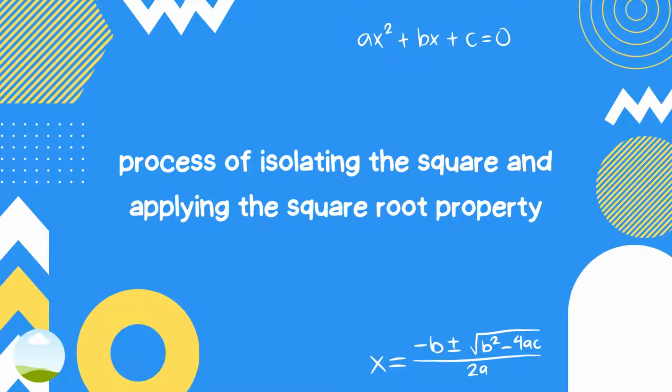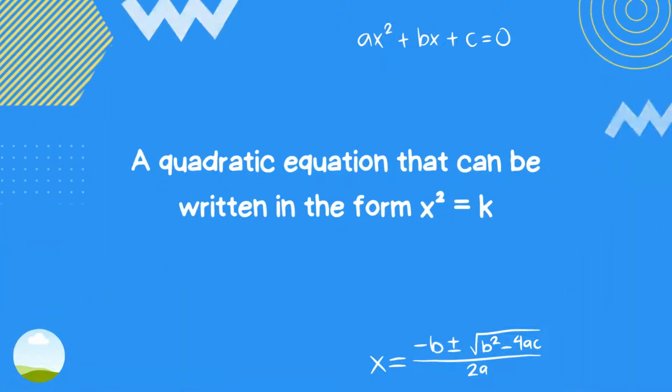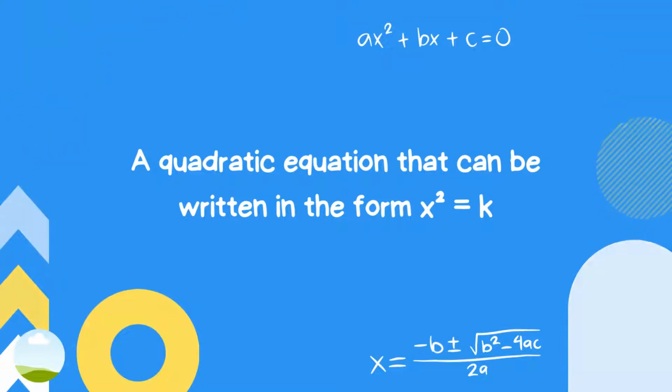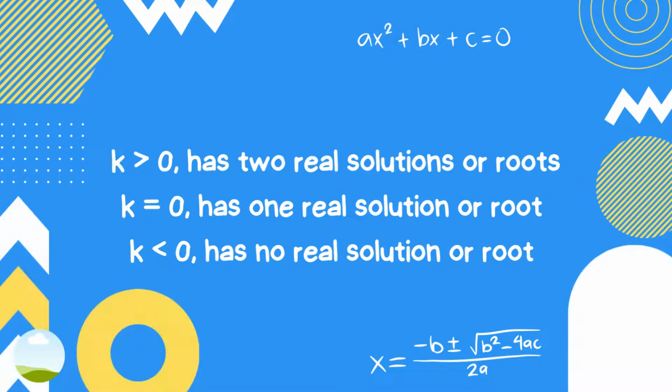Extracting the square root is simply the process of isolating the square and applying the square root property, whereas the solutions or roots of the quadratic equation are the values of the variable that satisfy the equation. A quadratic equation that can be written in the form x squared equals k can be solved by applying the following properties.